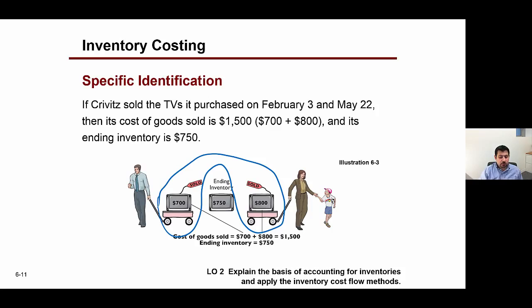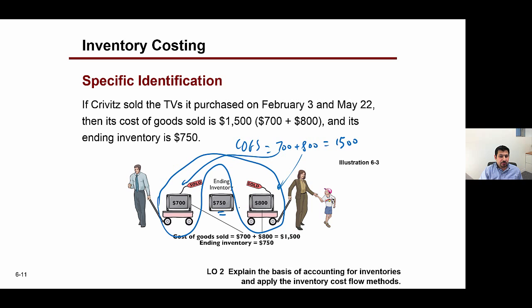So the cost of goods sold will be equal to 700 plus 800. So this is the 800 and this is the 700. So we know that the cost of goods sold will be equal to 1,500. The value of our ending inventory will be 750.